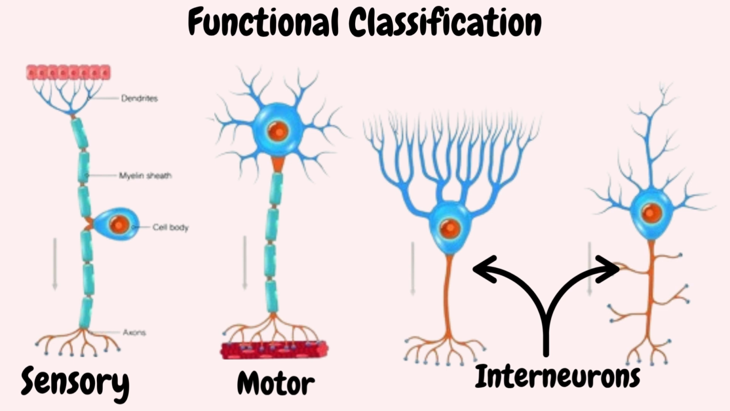Motor neurons or efferent neurons are neurons that transmit signals from the central nervous system to effector organs such as muscles and glands and initiate movement or secretion. An example is a neuron signaling the bicep muscle to contract. And then finally, we have interneurons or relay neurons. These neurons are located within the central nervous system and act as intermediaries between sensory and motor neurons. So they are very important for complex processing such as reflexes, decision making, and learning.